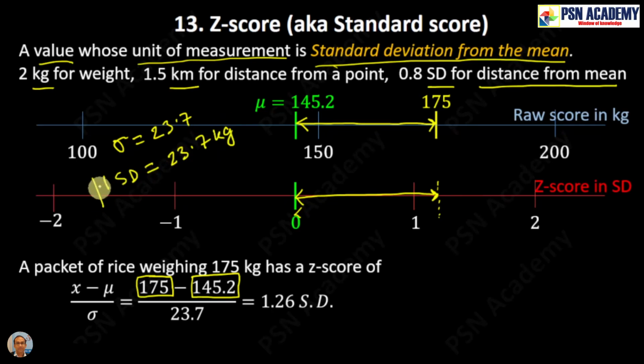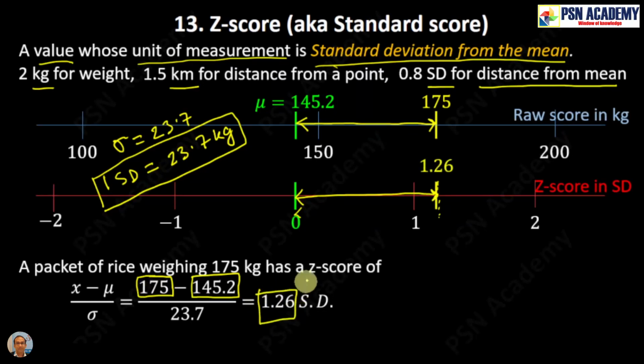So this relation will help you to find out the corresponding value in SDs. So if 23.7 kgs is equivalent to 1 SD, then what will be the corresponding SD for 175 kgs? Since 175 is not starting from 0, actually it is starting from mean, you find out the gap of this deviation from the mean and divide it by 23.7 and you get 1.26 SDs. So here we go with the corresponding SD for this 175 kgs, right?